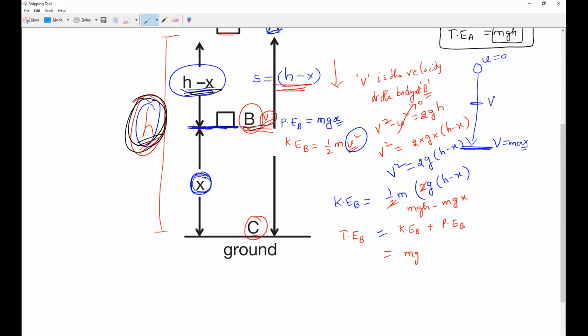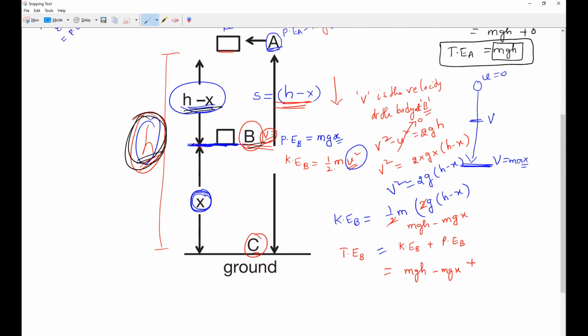So I will substitute it: mgh minus mgx plus the potential energy. At point B, what is the potential energy? It is mgx. So plus mgx and minus mgx will get cancelled. What remains? The total energy at point B is also mgh.